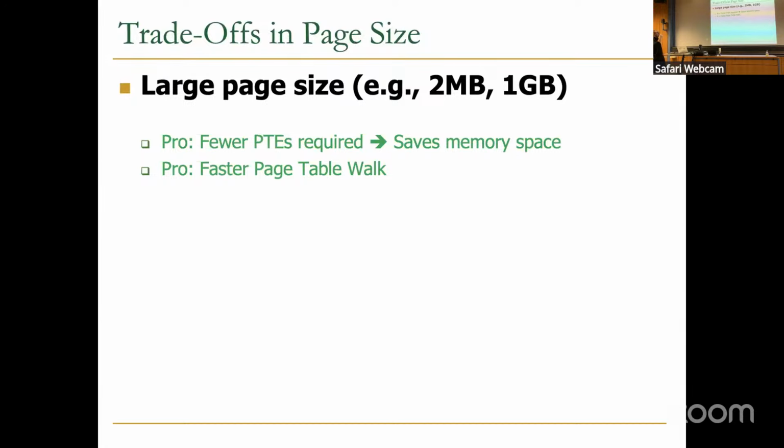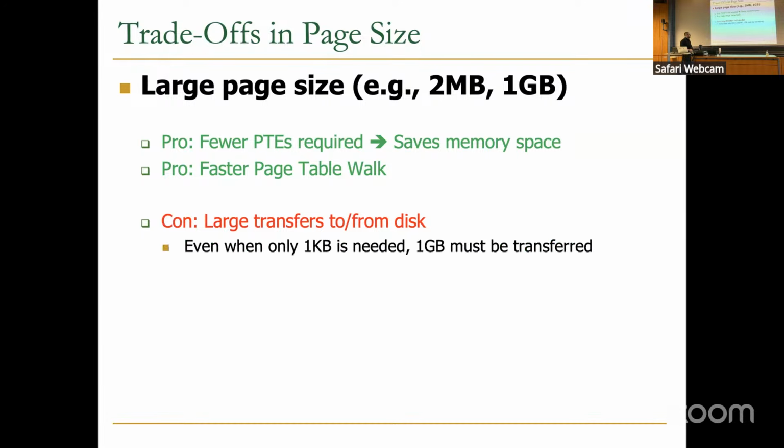So using a larger page size requires fewer PTEs, fewer page table entries, it saves memory space, and leads to faster page table walk. On the other hand, we need much larger transfers to and from the disk. If we decide that we're going to move a very large page to the disk, then the time it takes to move this page becomes larger. If I want to move simply a 4 KB page to the disk, it's much cheaper than moving a 1 GB page to the disk.